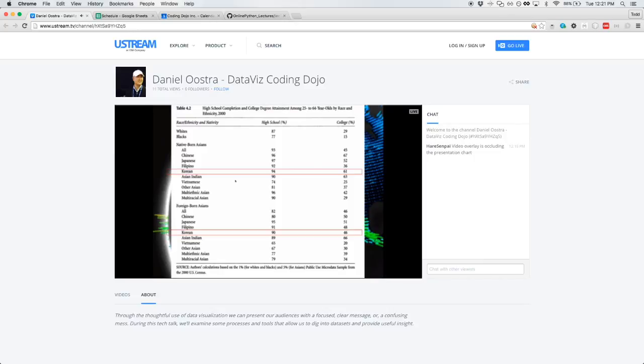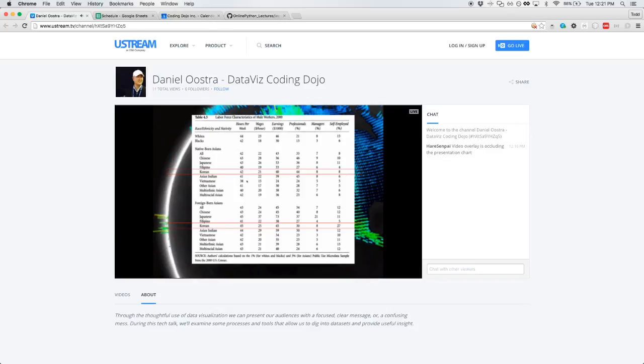Look at foreign-born Asians, still pretty good. 90% of foreign-born Asians graduated from high school. If you think back to my family, I think I've got two brothers and sisters who didn't finish high school when they were going. They both ended up getting GEDs at the end of the day, but they didn't finish high school.